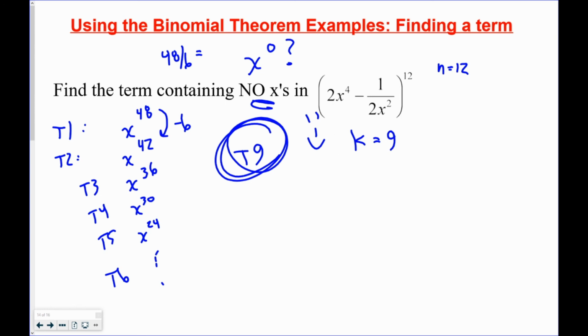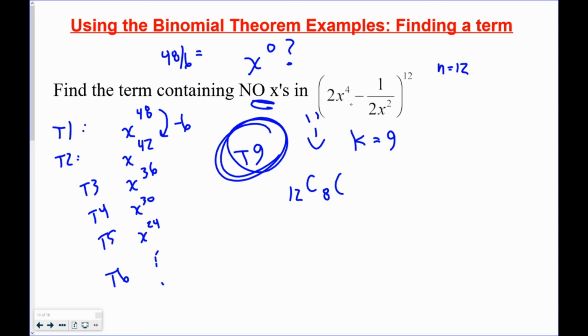Oh, yeah, it says find the term. It's not clear if they just want to know what term it is. I believe that is actually what we're looking for. Find the term. Actually, no, I think that suggests like actually what is the term. So you use the formula, right? So n is 12, so you go 12 C (k minus 1) which is 8.